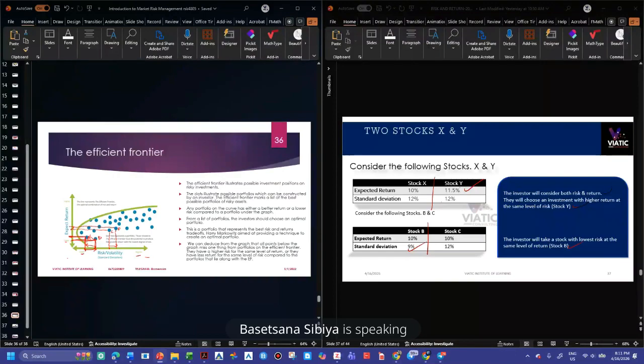Because the returns are higher. Yes, even though the risk is the same. The investor will consider both risk and return. They will choose an investment with a higher return at the same level of risk, which is stock Y.